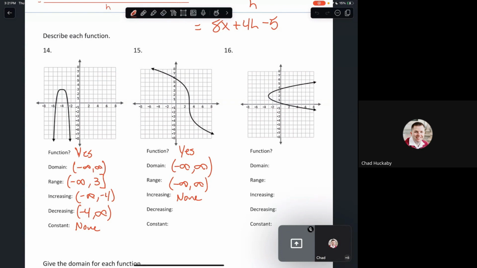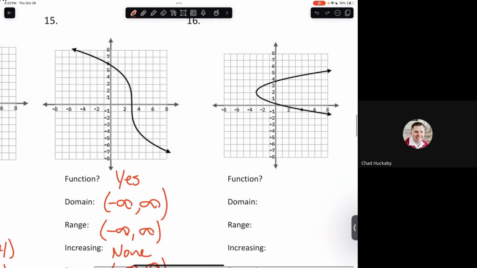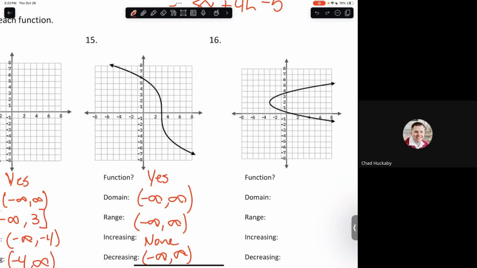Weird. Okay, decreasing. We're decreasing from negative infinity to positive infinity. And constant, again, there are none. All right, number 16. Is that a function? No. And it's not a function because if we draw a vertical line right there, we cross it twice. So this is not a function.